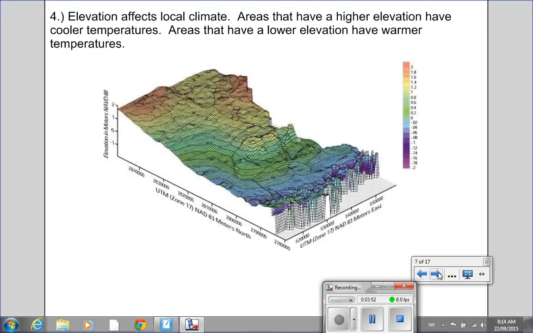Fourth, elevation affects local climate. Areas that have a higher elevation have cooler temperatures. Areas that have a lower elevation have warmer temperatures. Just think of it as like going up a mountain. As you're going up a mountain or even some hills, you'll find that it starts feeling cooler.